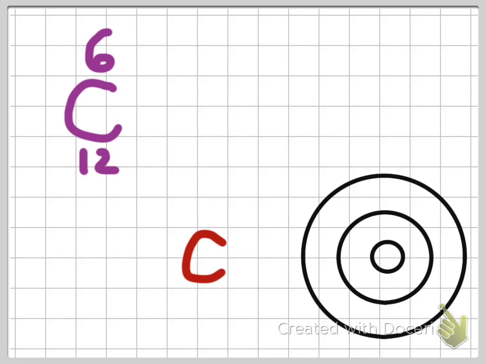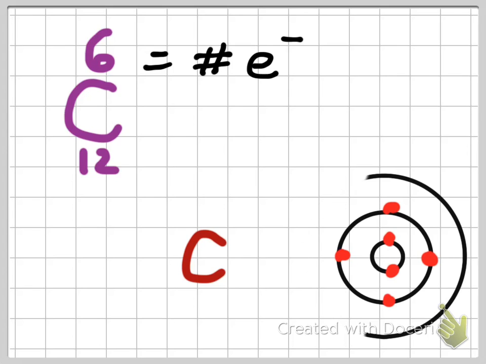For carbon, once again, that is the number of electrons. We're going to go ahead and place them 1, 2, 3, 4, 5, 6. Let's take away that one. We didn't need the third orbit. And we're going to go ahead and place the valence electrons on the Lewis structure.